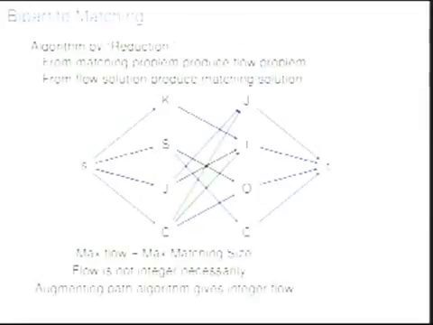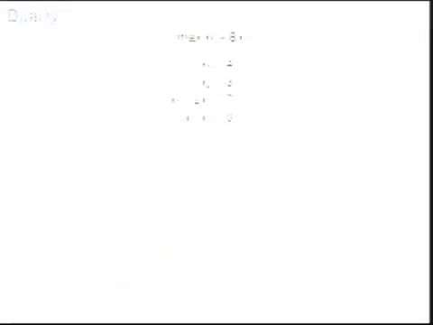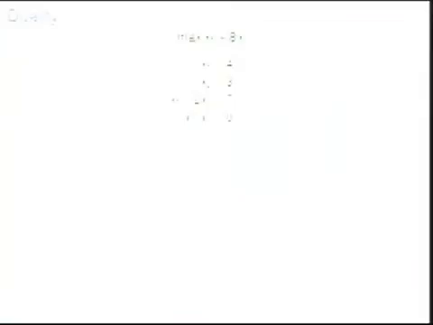Okay, so now we're going to go on to another concept, which is duality. Let's look at this linear program. So we have this linear program, and anybody see what the optimal is here? Why don't you try to think what the optimal is?